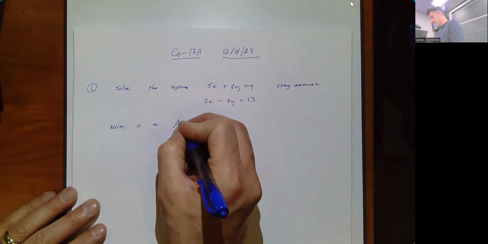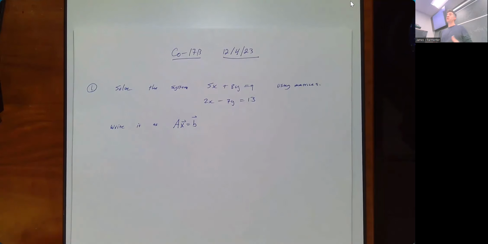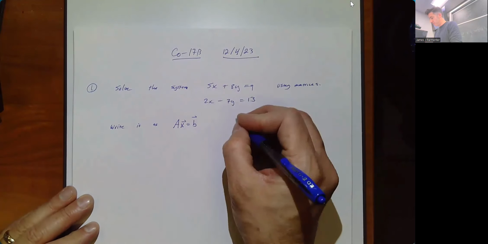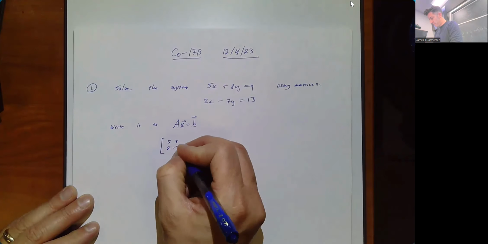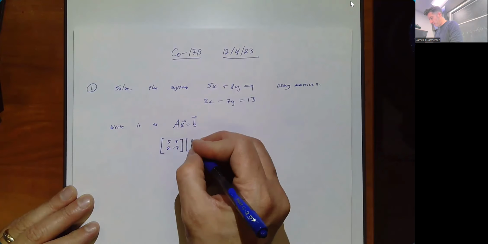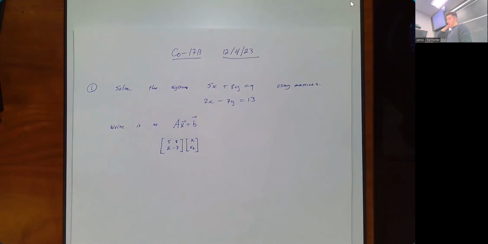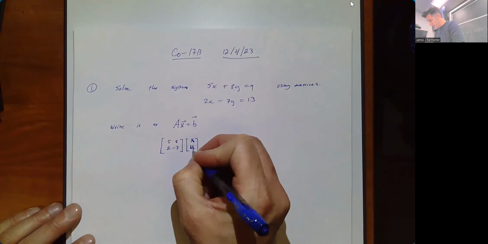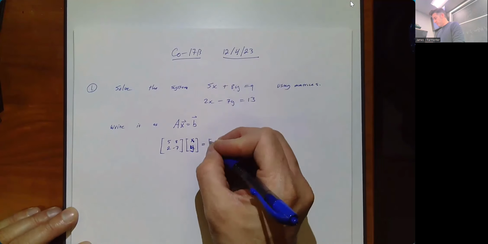A times X equal to B. So our matrix A, again, A is always the coefficient matrix. So A is going to be the matrix 5, 8, 2, negative 7. X is your variable vector, x1, x2, or x, y, whatever variables have been used. I should really have written x, y, not x1, x2, because my variables are x and y. So I should change that to x and y. Sorry about that. And then it's going to equal 9, 13.